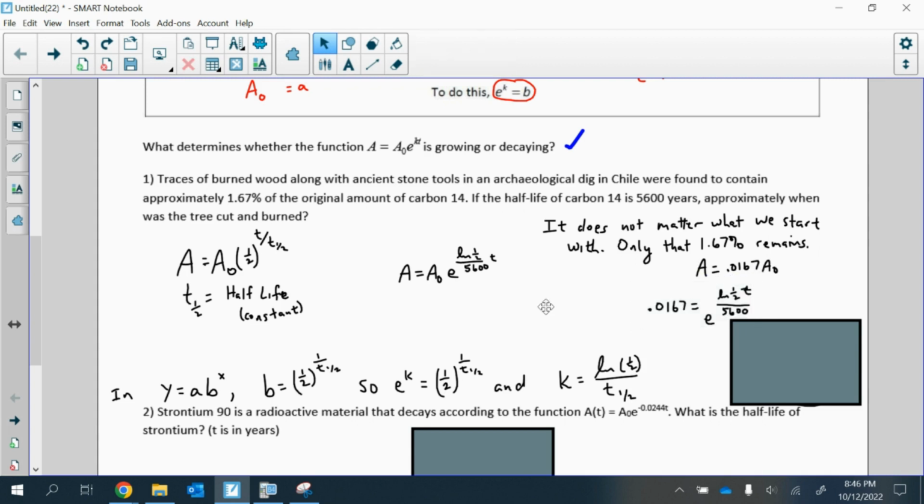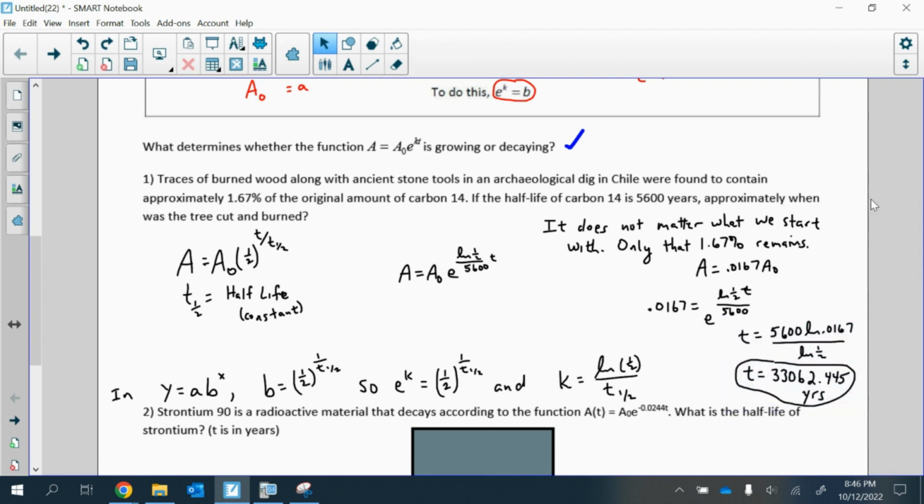So when I rewrite the formula, I can just say that the amount is equal to 0.0167, and then the a's end up canceling out, essentially. And then that's equal to this, and then I do a little bit of algebra, taking natural log of both sides, multiplying by 5600, dividing by natural log of 1/2, and I can get 33,062.445 years.